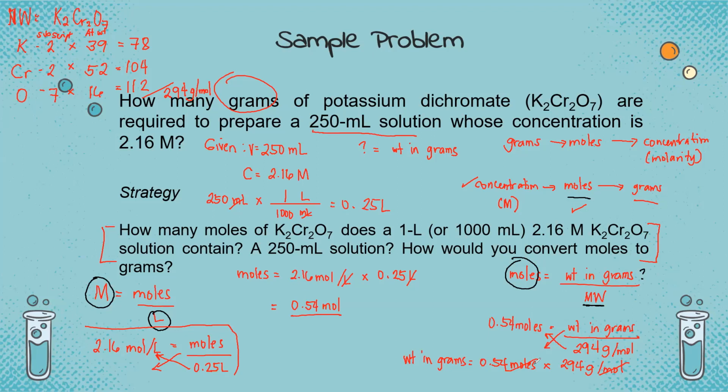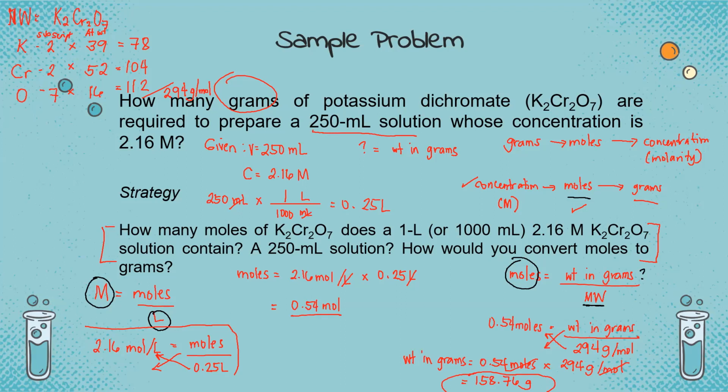So 294 times 0.54 is 158.76 po, 158.76. Okay, very good. 158.76 grams. This is now the final answer.